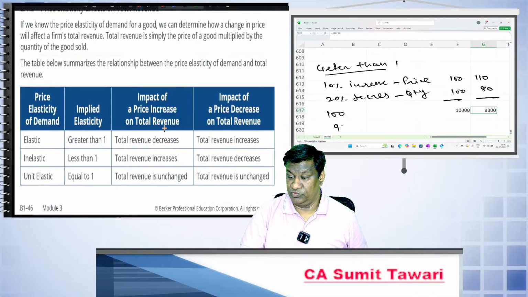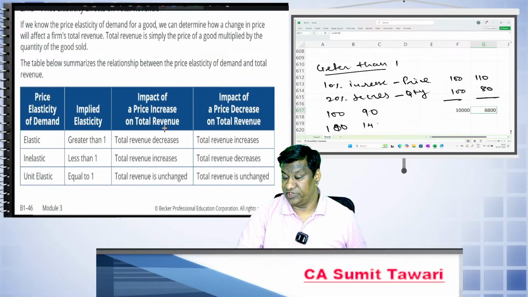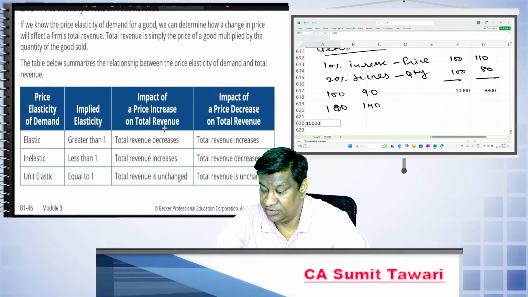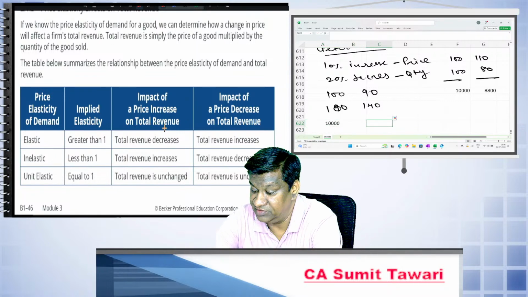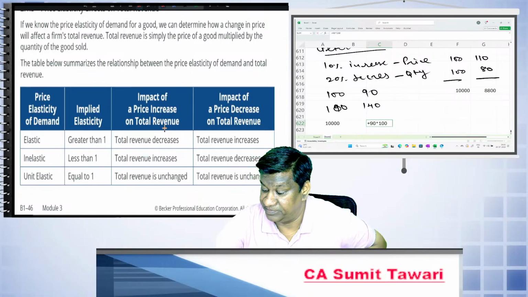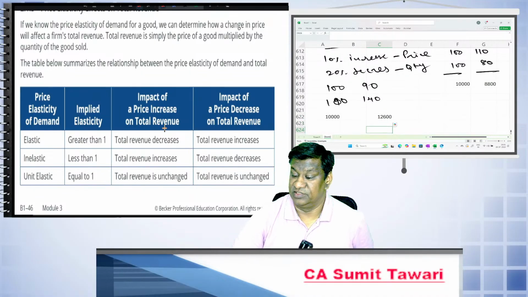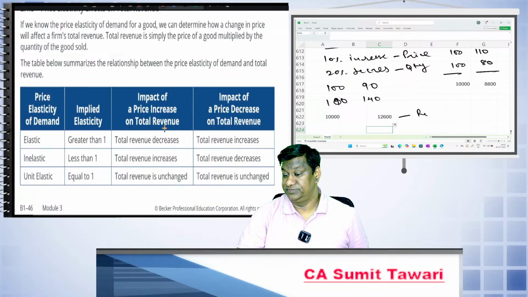100 to 90, but here the quantity increases from 100 to maybe 140. So again 10,000. Price decreases, but because of that, the quantity increases more than the price. 12,600. So total revenue gets increased. Here revenue gets decreased.